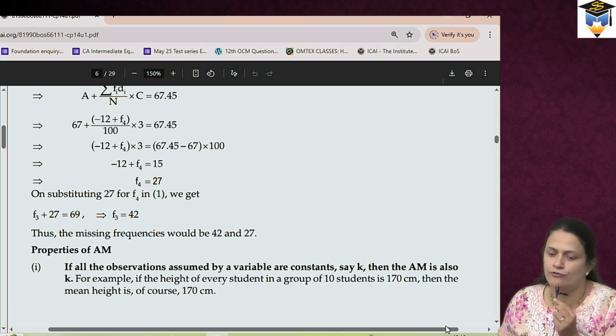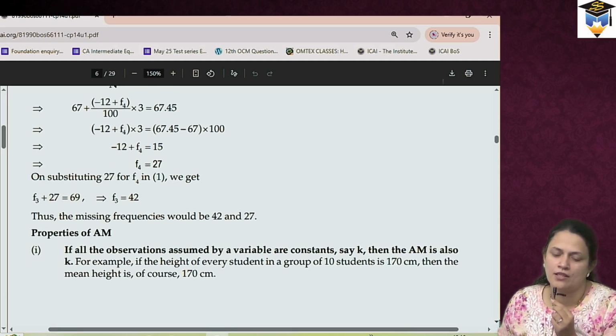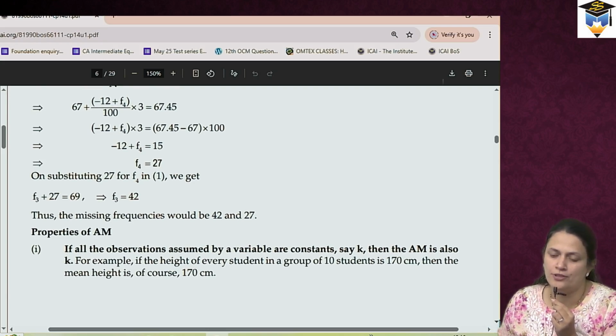Finish writing? F3, F4 done? Okay. Now the first property. Please pay attention to the properties now.